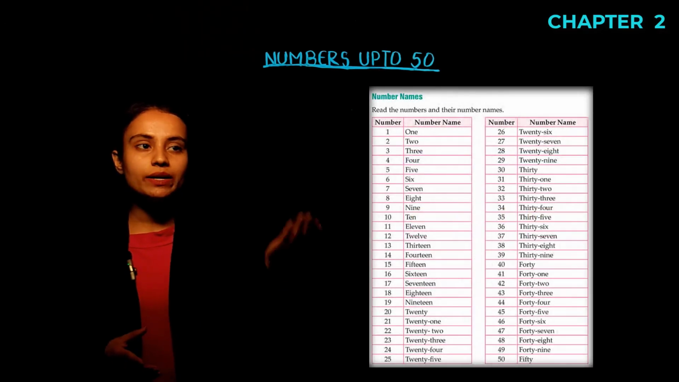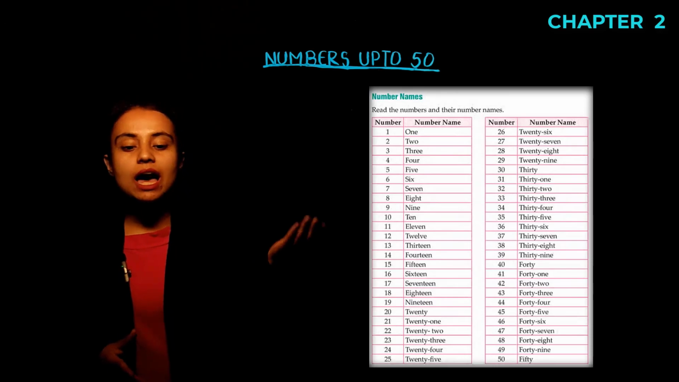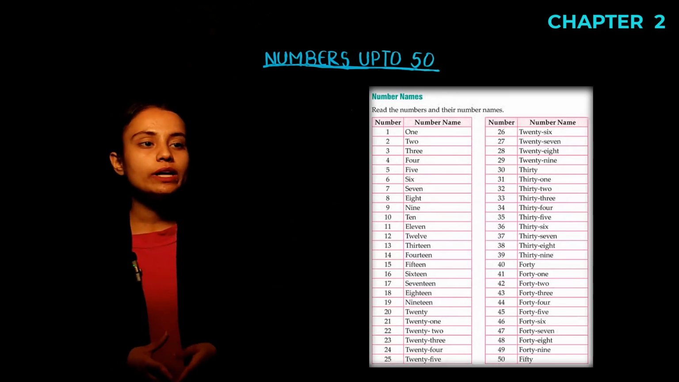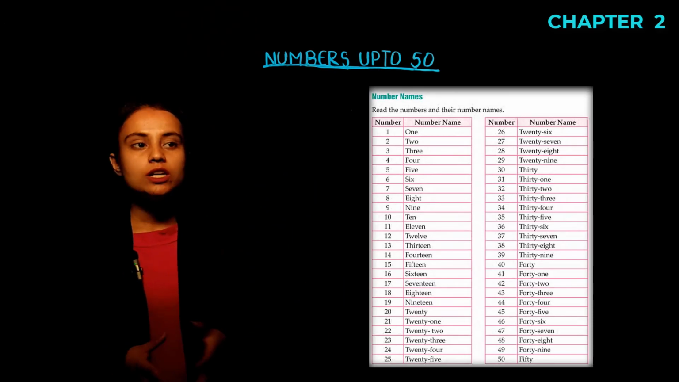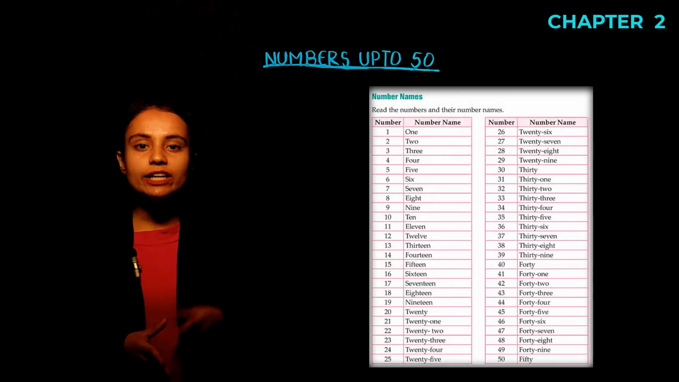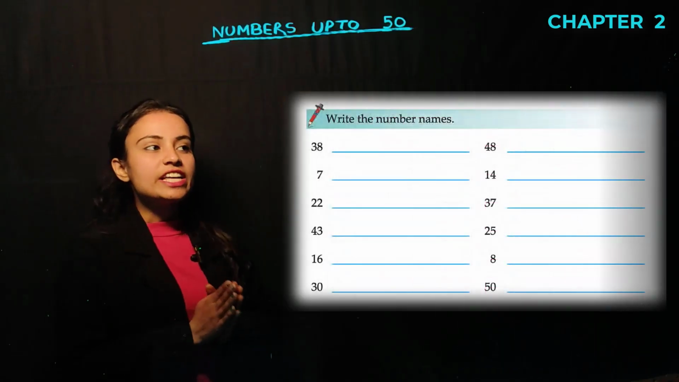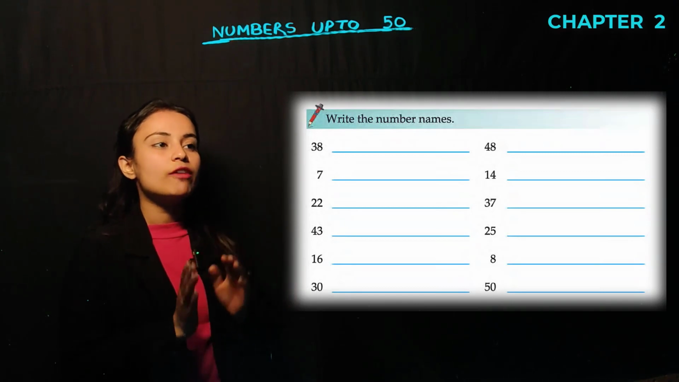So our next topic is number names. So here we have to read the numbers and their number names. So you can see these are the number names for the numbers from 1 to 50. So read the number names of these numbers very carefully and try to learn these number names. Next we have to write the number names. Here some numbers are given. We have to write their names.